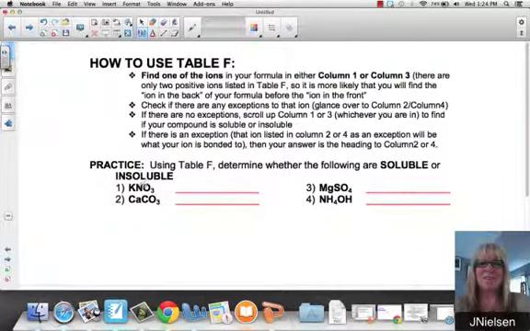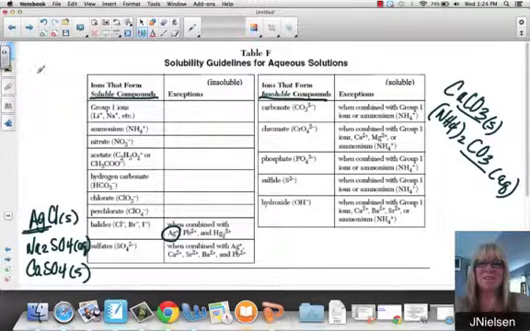Let's look at KNO3 and CaCO3. So we're going to go back over here, KNO3. So we know that nitrates, NO3, are always soluble and there's no exceptions. So this is going to be aqueous. And I actually just did CaCO3. I didn't realize that that was the example. But CO3 is on the insoluble side and calcium is not an exception.